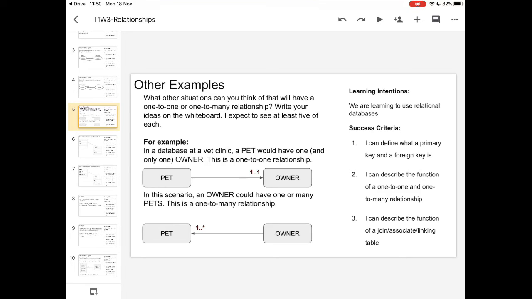Here's an activity where we're talking about relationships in databases. What I did here was we decided as a class that everyone would have to sit down and contribute to the board what different kinds of relationships they can think of. This was just a particular activity that I chose that aligns with the different success criteria. For example, this one is talking about what the function of a one-to-one relationship and one-to-many relationship is. So just understanding what those are to start with.